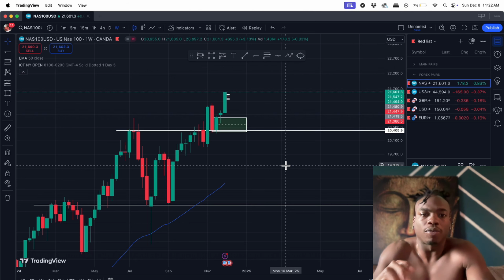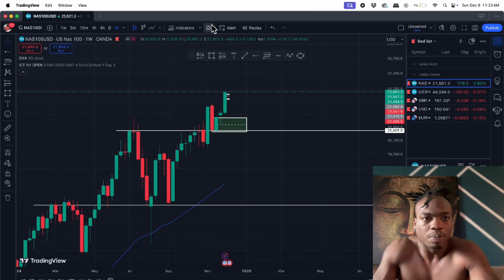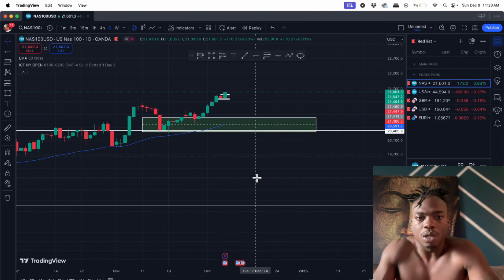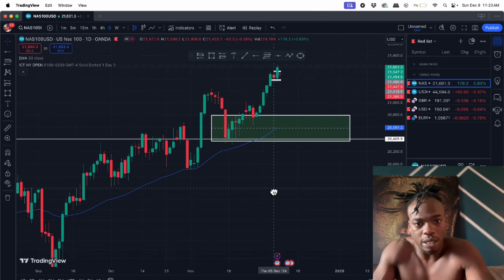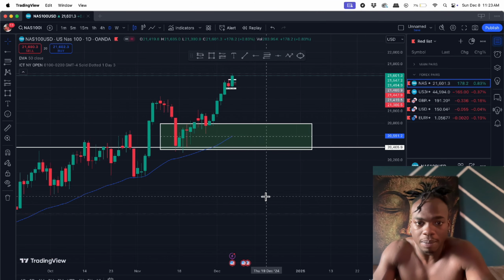After that, it's the 4-hour. On the 4-hour, I still mark up fair value gaps, I'm not gonna lie. And then the smaller area of interest makes it quicker for me to jump in on the 1 hour and take my position. So the weekly was bullish, the daily is also bullish.